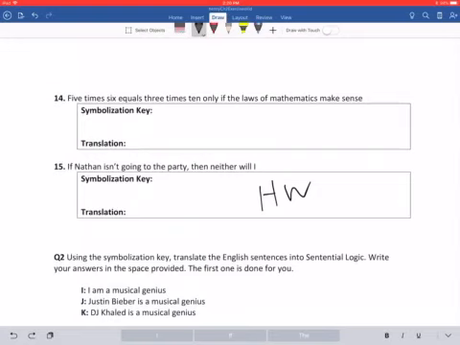14. 5 times 6 equals 3 times 10, only if the laws of mathematics make sense. So now we have an only if. So again, remember, for only if you can directly substitute the horseshoe. So we can call this 5 times 6 equals 3 times 10. And what comes after the only if, the laws of mathematics make sense. So F conditional M. If F, then M. So again, only if can go directly as a horseshoe. This is F, this is M.